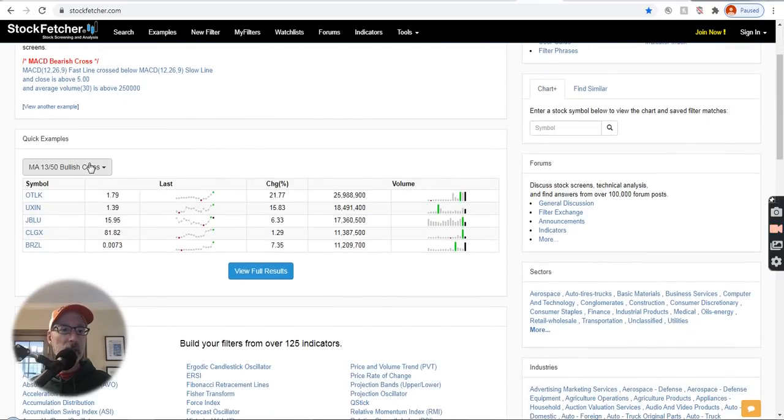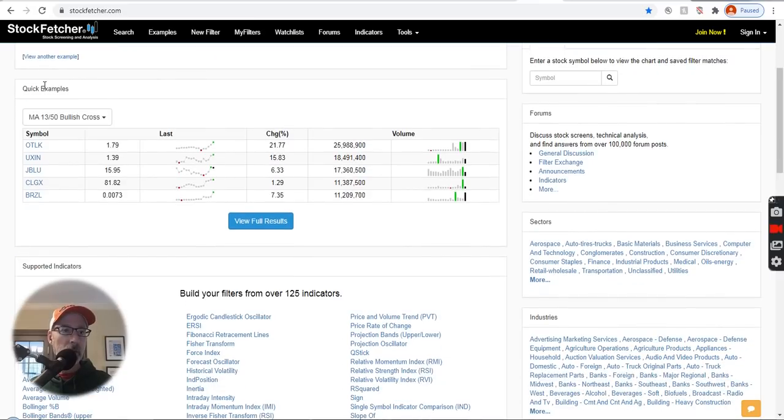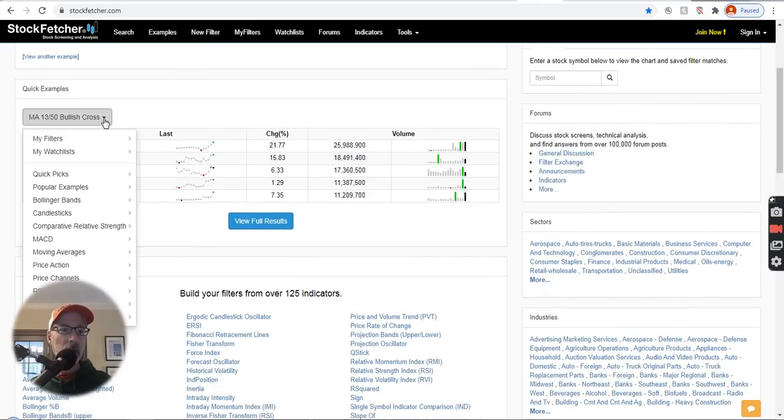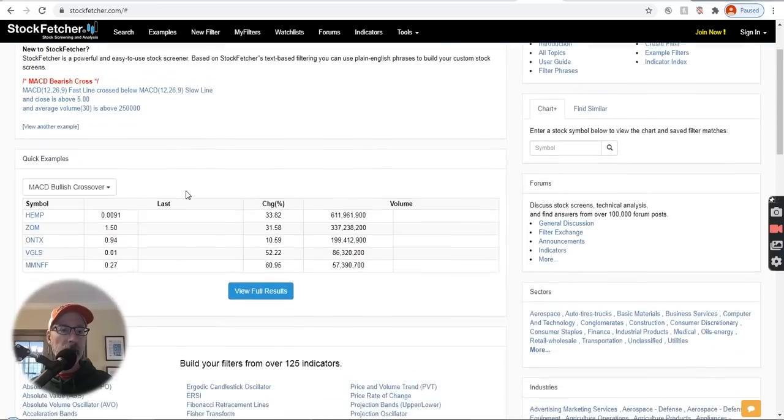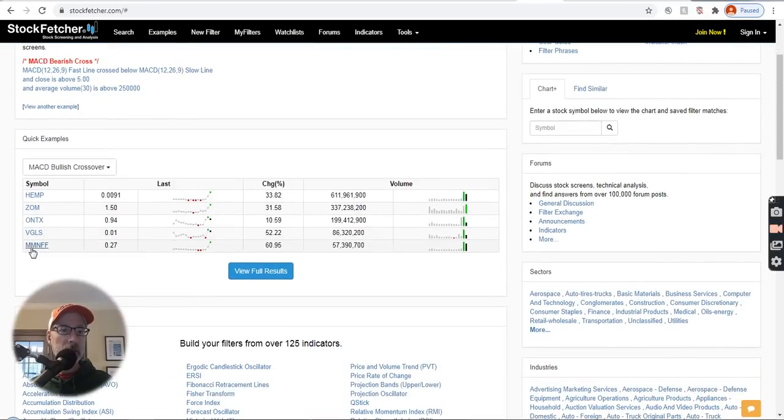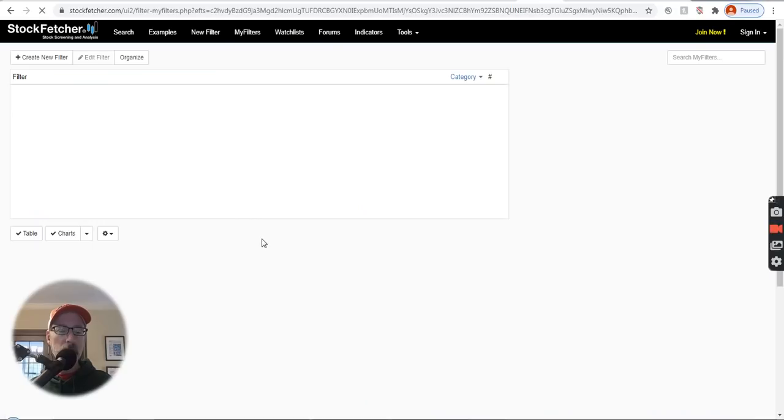Now, here they give you some quick examples. You can click the down arrow here, and it'll give you popular examples, like a MACD bearish crossover. Let's just click on this MACD bullish crossover. And right here, it'll give you the top five stocks. And let's see what happens when we click on view full results.